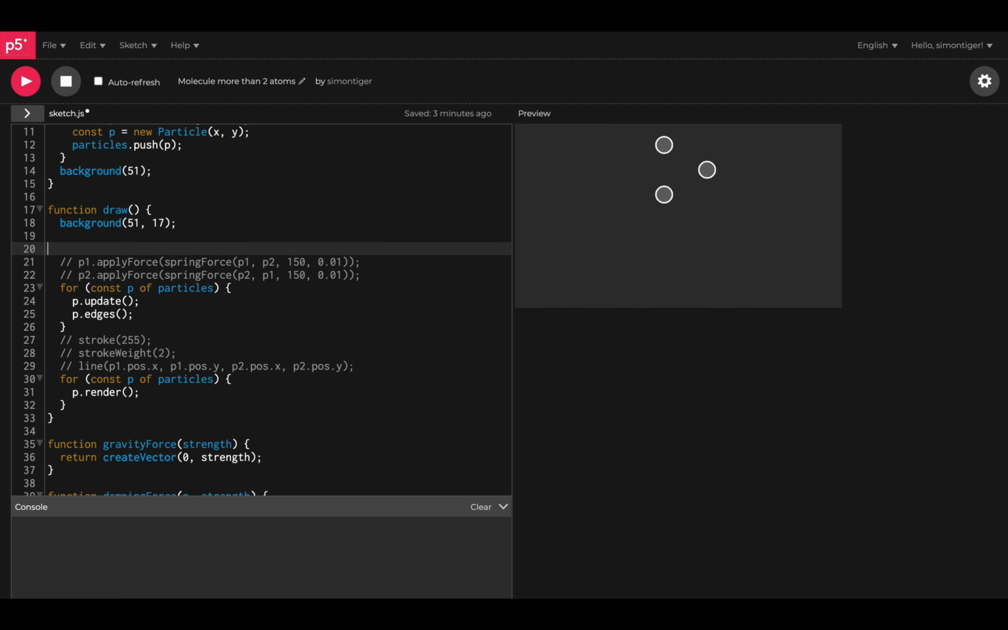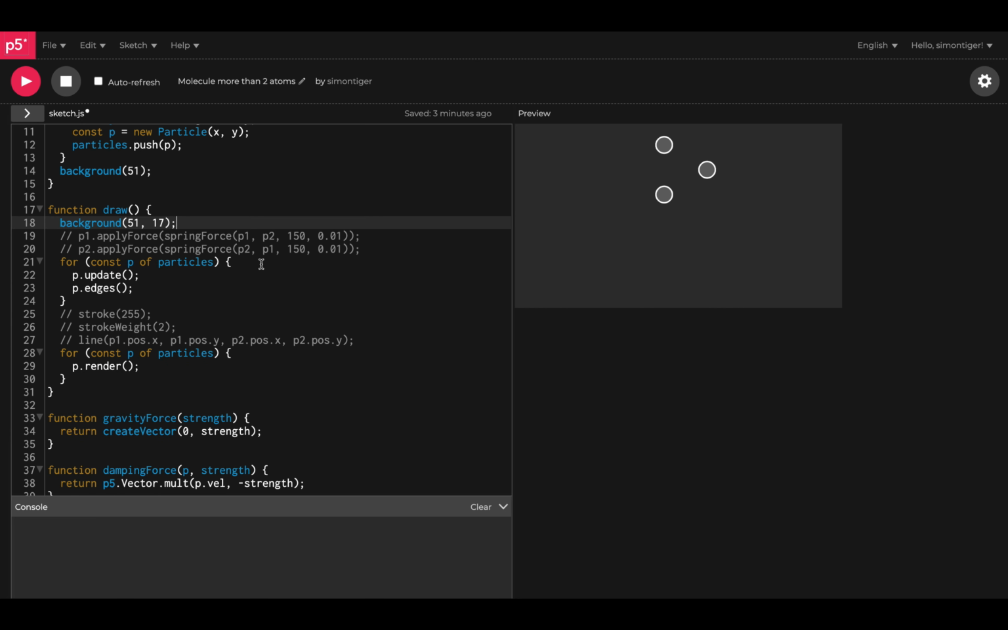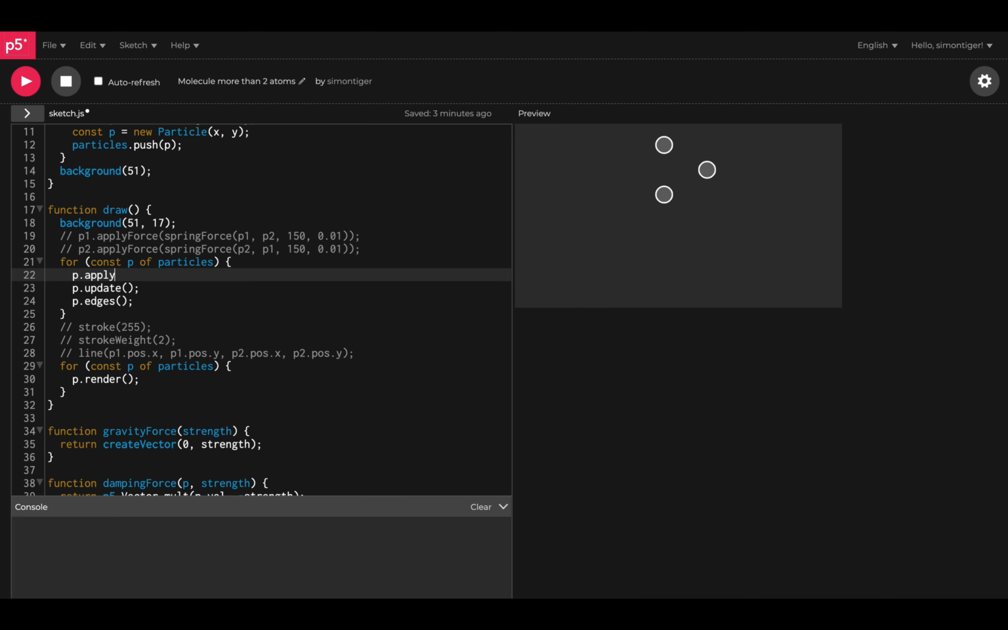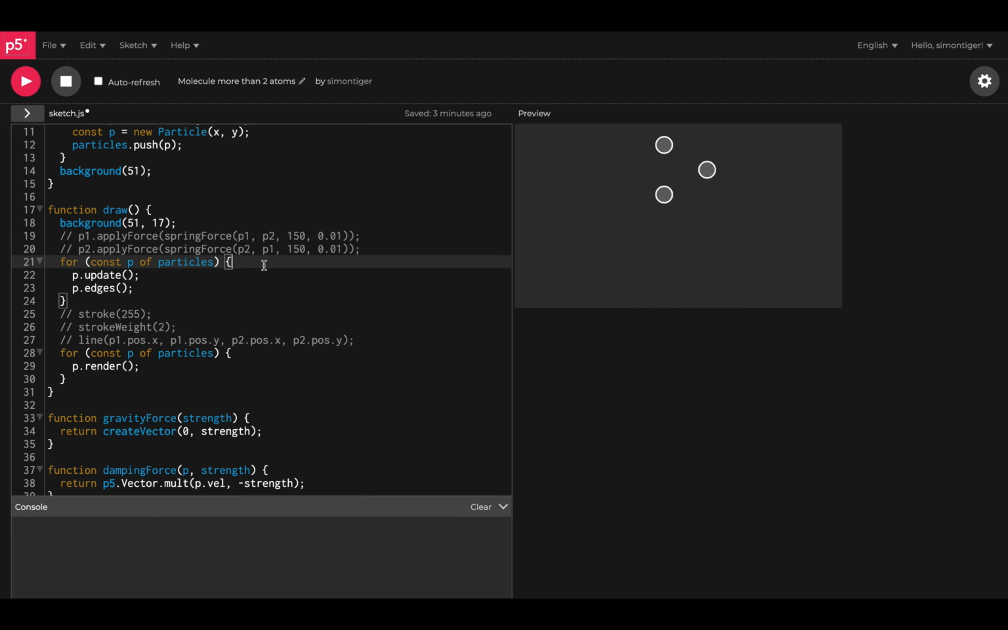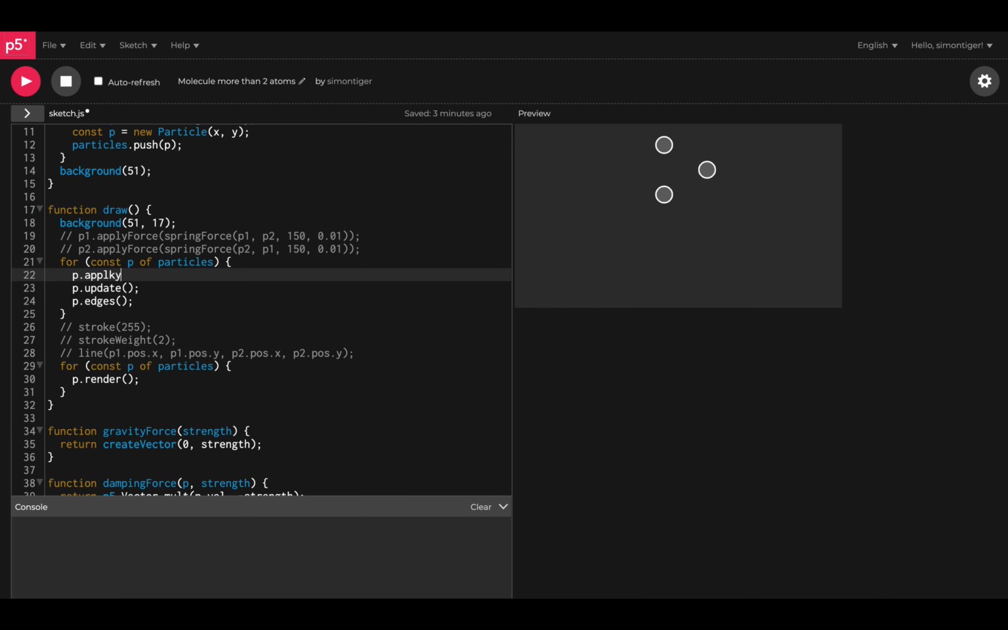So I'm gonna do apply force, gravity force. Hang on, what was its strength? 0.2. Apply force, gravity force, 0.2. So what this is going to do is it's going to make them fall down like that. But I have to connect them with a spring.